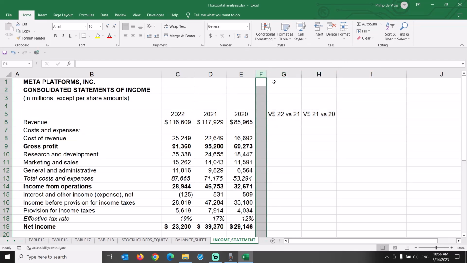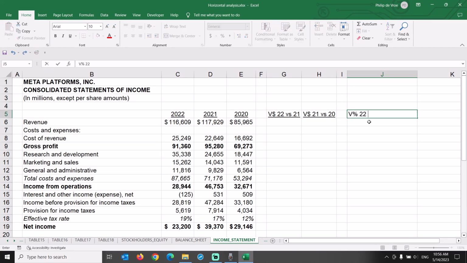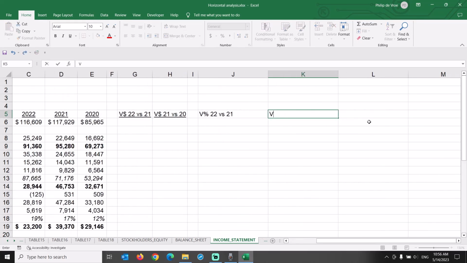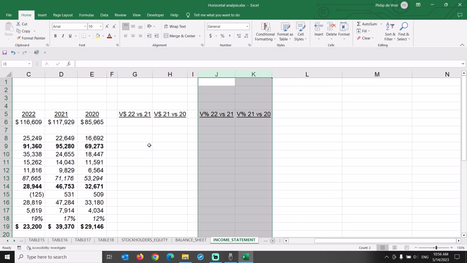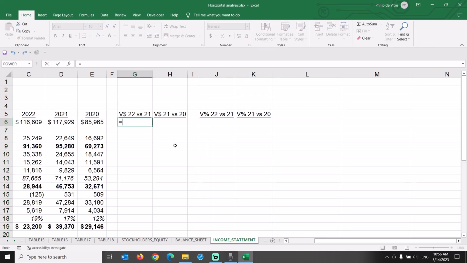Column J will contain the V percentage 22 versus 21. Column K, the V percentage 21 versus 20. Let's underline and center the words and slim fit the column width. Cell G6 equals C6 minus D6. Cell H6 equals D6 minus E6.